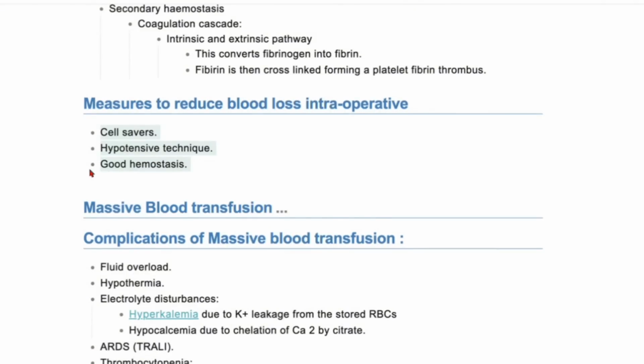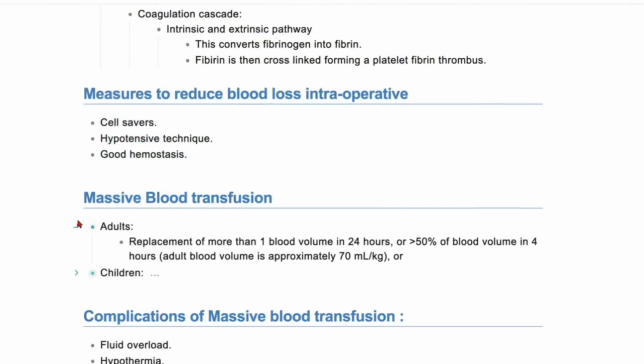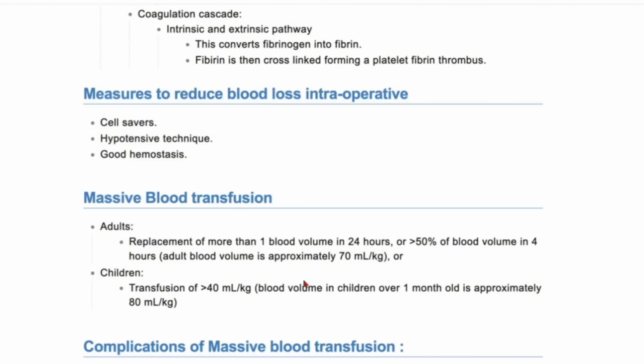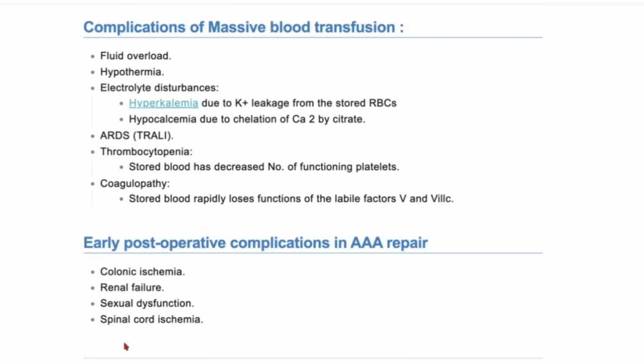Massive blood transfusion in an adult, you mentioned it correctly, which is 1 blood volume in 24 hours or more than 50% in 4 hours. In a child, it's a bit different, right? It's calculated per kg: more than 40 ml per kg at any given time. So at any given time, more than 40 ml per kg means this is massive blood transfusion in a child. This was perfect, actually.